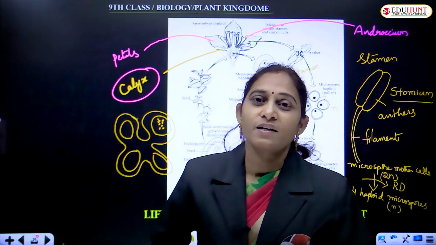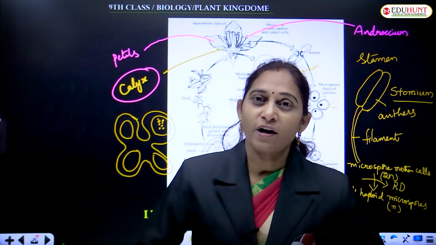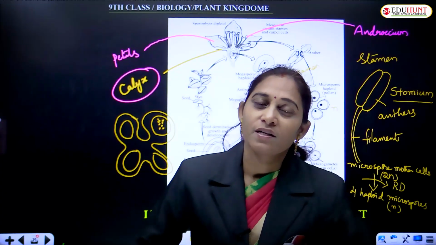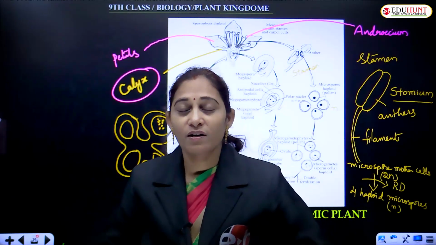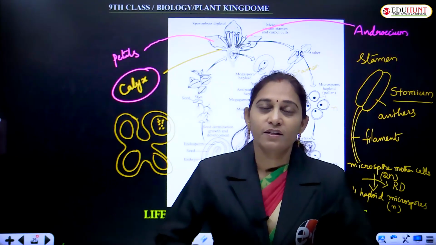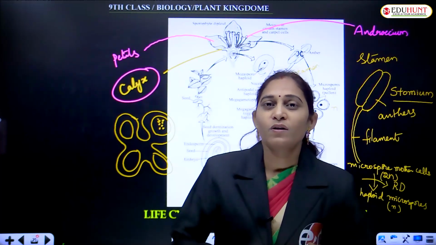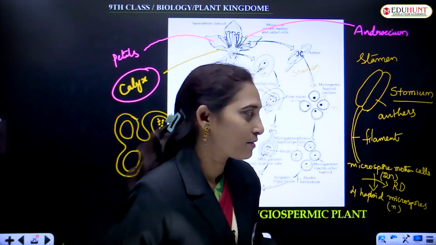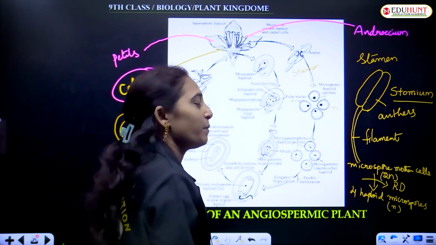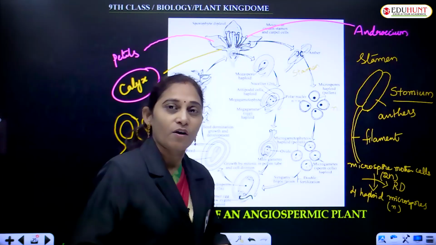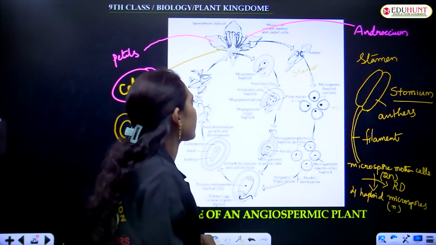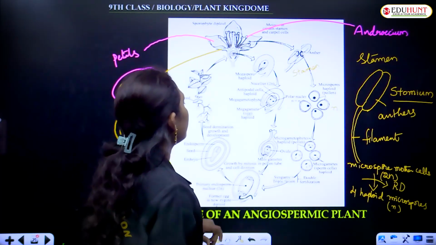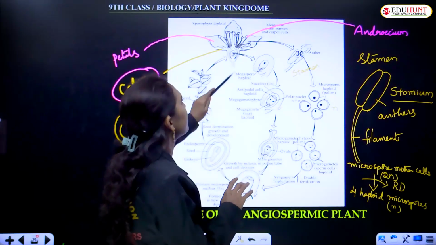We have seen how a male gametophyte develops from the androecium of a flower. Now let us see how the development of the female gametophyte takes place. The female reproductive organ of the flower is the gynoecium, and this gynoecium looks like this.